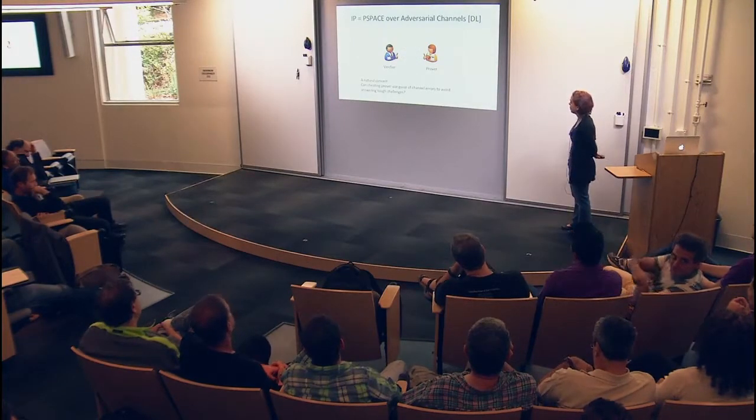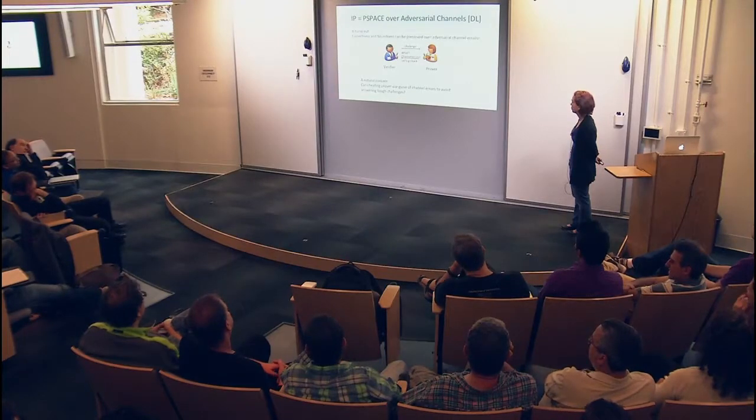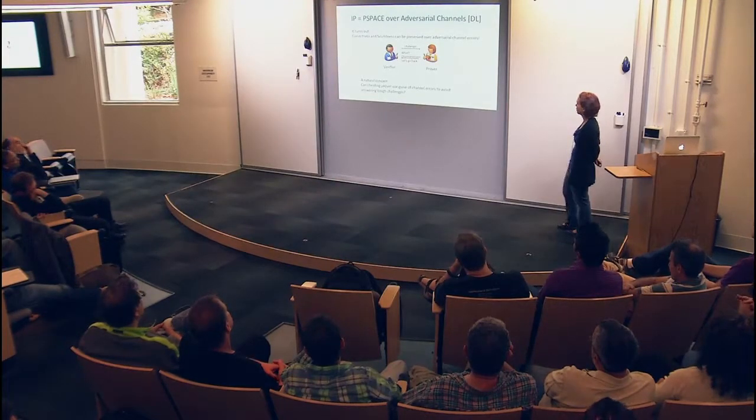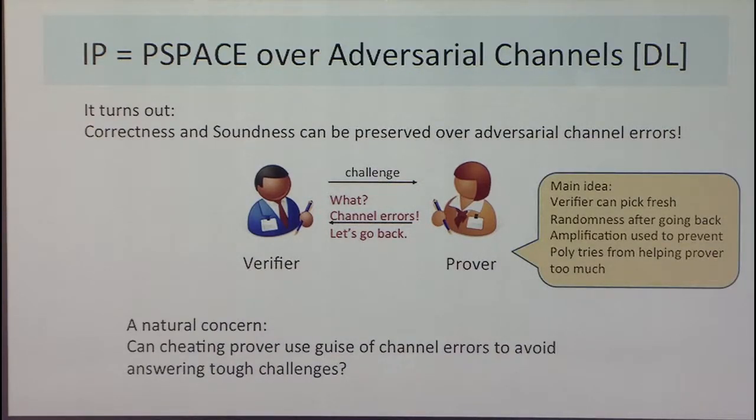Okay, but even though the natural concatenation doesn't work, it turns out we can actually do this. We can preserve correctness and soundness over adversarial channel errors, essentially using just the same kind of lightweight techniques of hashing and checking that we use to do general interactive coding. So the main idea is, what do we have on our side? We know we can't do this general knowledge preservation, but we do know that when we go back, we know we're going back.